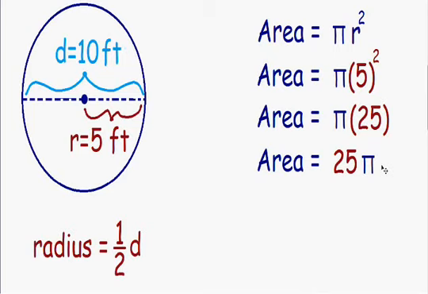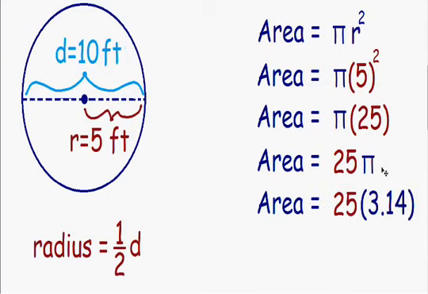And the approximate value for pi is equal to 3.14. So as you can see, instead of writing 25 times pi, I wrote 25 times 3.14. And if you plug 25 times 3.14 into your calculator, you get a value of 78.5.